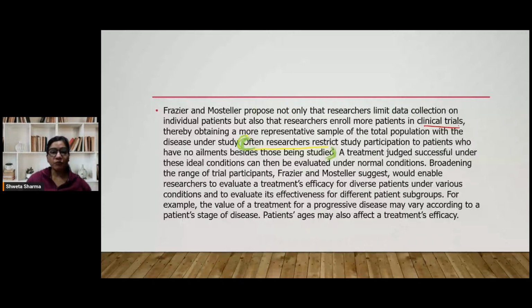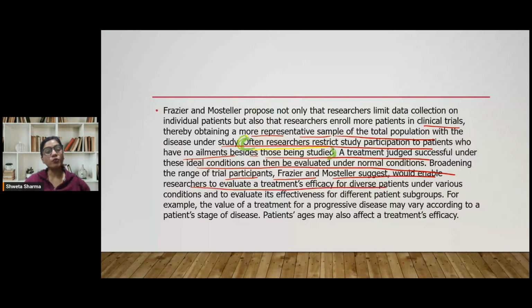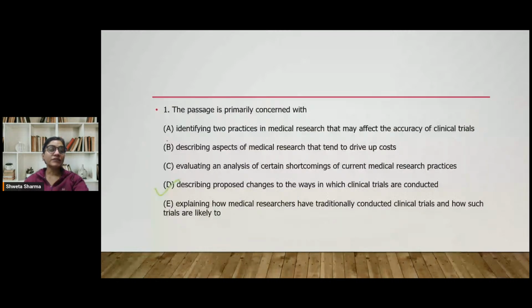To obtain a more representative sample of the total population with the disease under study, often researchers restrict study participation to patients who have no ailments besides those being studied. A treatment judged successful under these ideal conditions can then be evaluated under normal conditions. Broadening the range of trial participants, Fraser and Mosler suggest, would enable researchers to evaluate a treatment's efficacy. Overall, what are we doing? We are trying to increase the number of patients being researched so that we can have better trials.